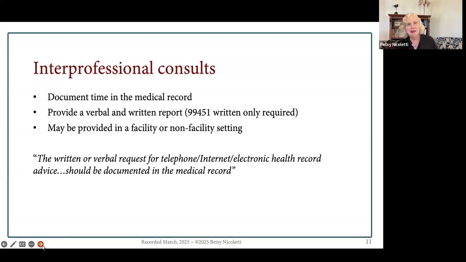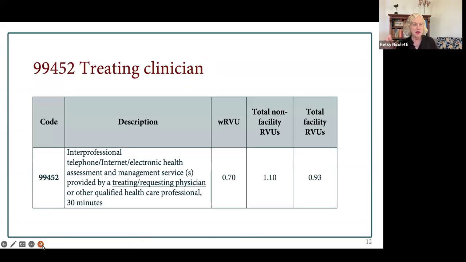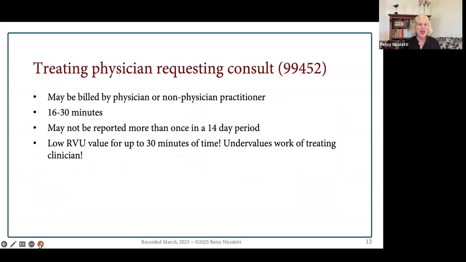Now, I said I would come back to that 0.7 RVU because this last CPT code, 99452, is for time that the treating clinician, physician or other qualified healthcare professional, spends preparing, getting information ready to send to the consulting physician. But look here, that 30 minutes is 0.7 work RVUs instead of 5 minutes. So this can be billed by a physician or non-physician practitioner.